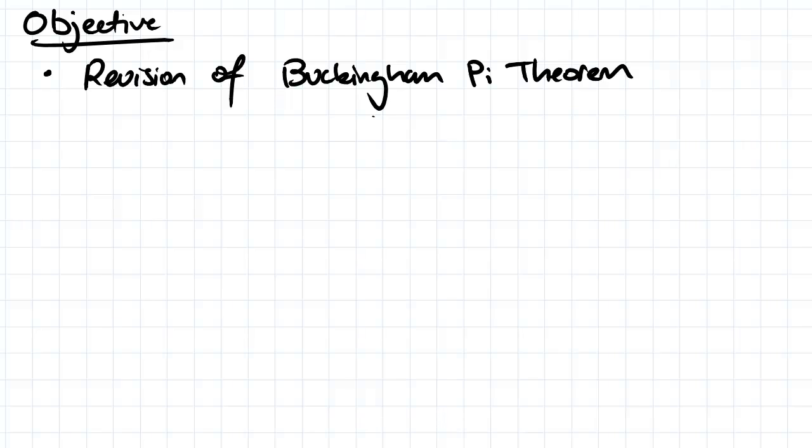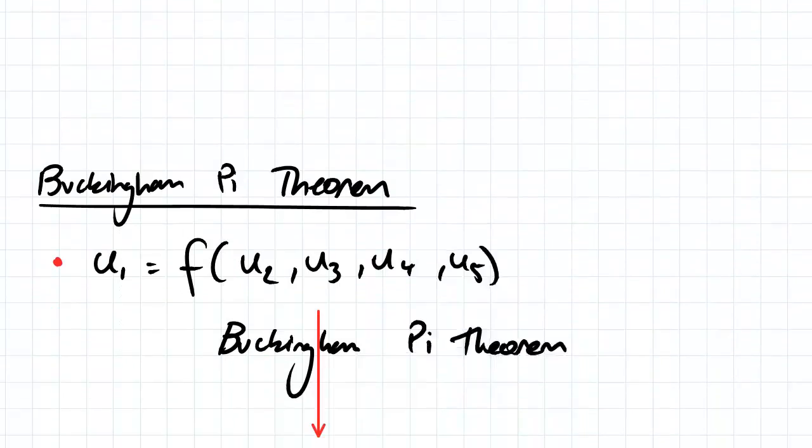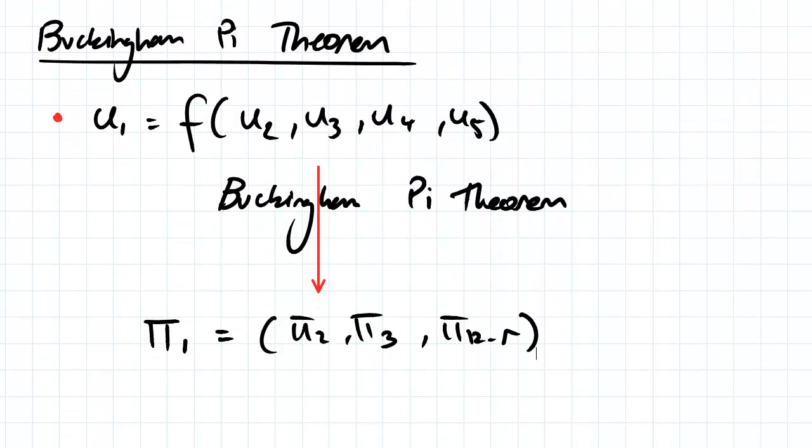Hey guys, the objective for this video is to revise the Buckingham pi theorem. So the Buckingham pi theorem, hopefully you did this last year. In this course, we're just going to touch on the Buckingham pi theorem. It's not going to be so important. What's going to be more important is the dimensionless pi groups you're going to use to compare experiments of different scale. And that's one of the main uses of the Buckingham pi theorem.